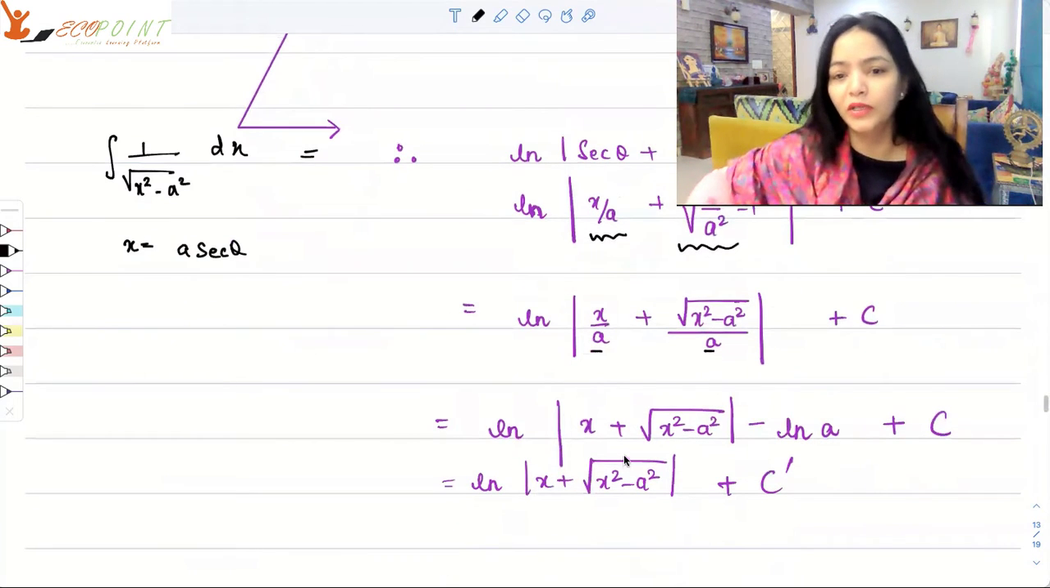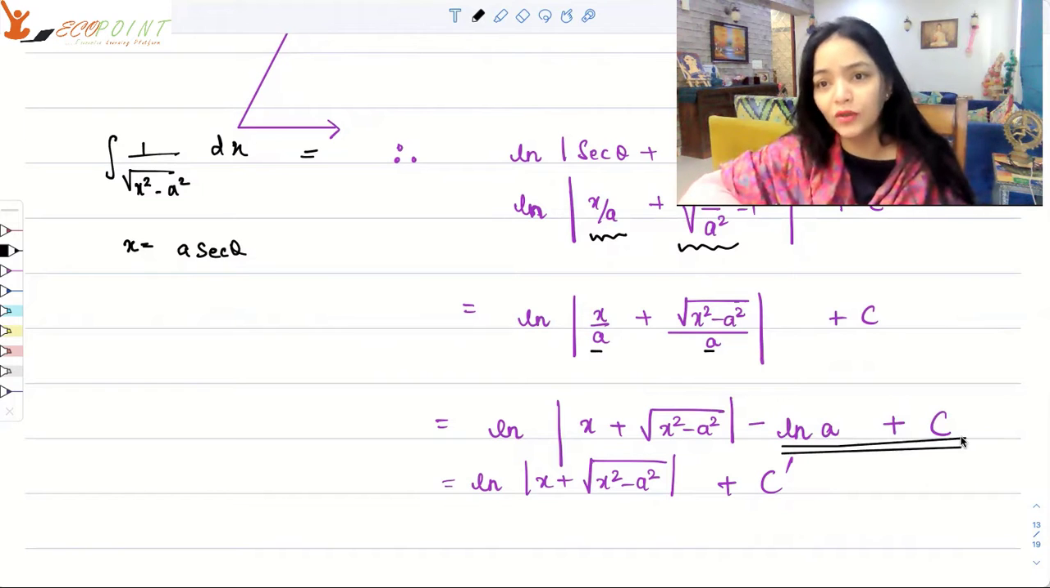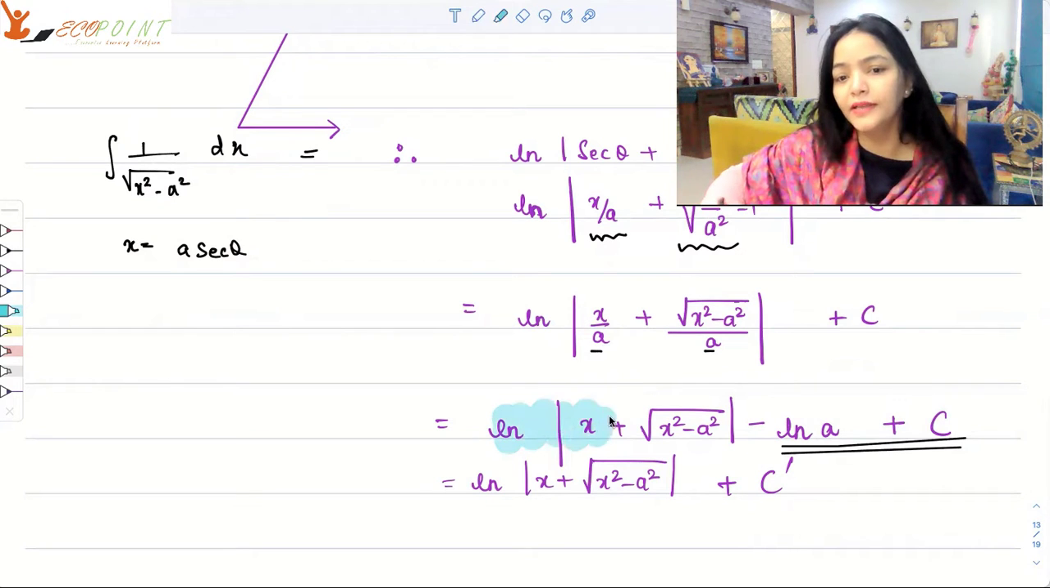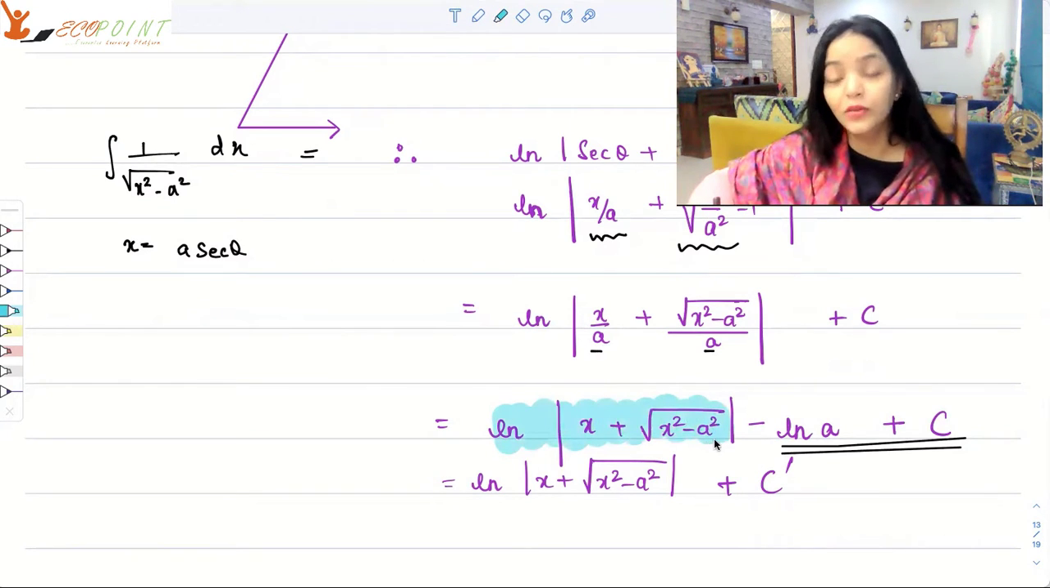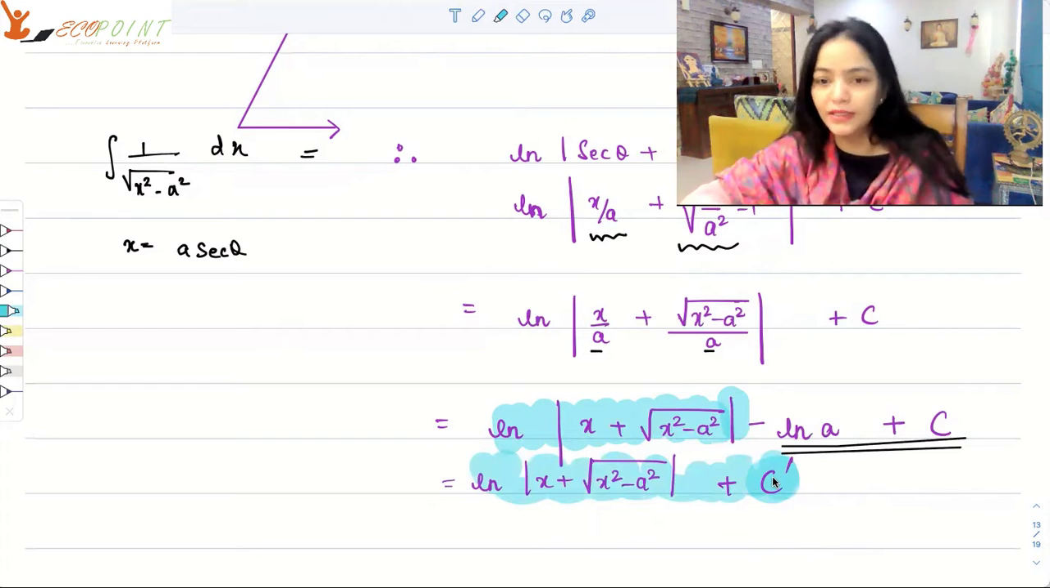A could be a common denominator, which can come out in the sense it's inside the log in the denominator, so it can be taken as minus. Now log a is nothing but a constant, because a is a constant. So essentially your integral turns into log of mod of x plus square root of x square minus a square plus some constant here. Now this constant includes a, but for us it's a constant only. So the integral, you can say, is this.